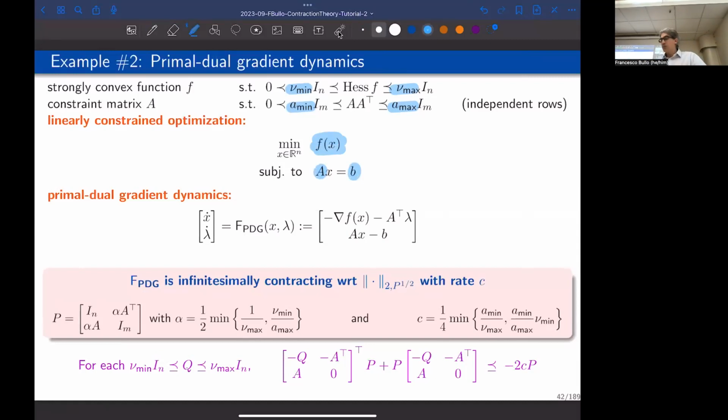Lowercase b plays no role essentially in what follows. But the matrix A is at first assumed to have independent rows, so that A A transpose is a full rank positive definite matrix, and a min, a max are lower and upper bounds. Essentially, they are bounds on the singular values of A. But if you look at the formula and think about it carefully, on the square of the singular values. But it's okay. If you want, you can define them without the square. It doesn't matter.